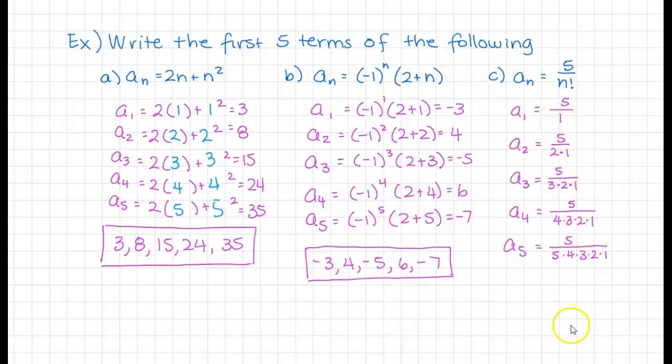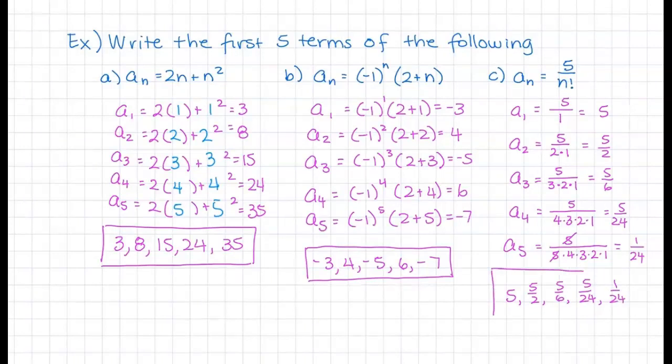That's all factorial is. And so when you go ahead and work it out, the first term is going to be 5. The second term will be 5 halves. The third term will be 5 sixths. Then we have 5 over 24. And on the last one, we can actually just cross out the 5s and get 1 over 24. That's our sequence then. So we have 5, 5 halves, 5 sixths, 5 over 24, 1 over 24. And boom. So there's writing the first 5 terms using an explicit rule.